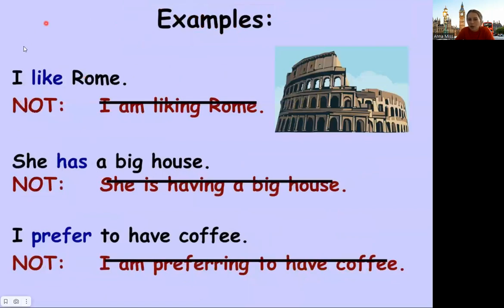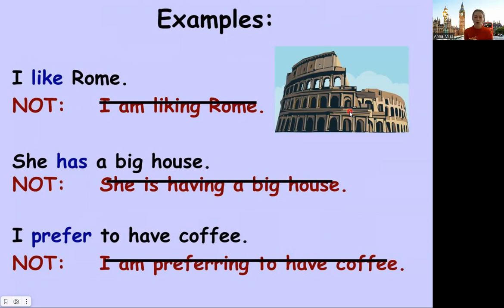If you're talking, for example, about your preference about Rome: I like Rome, not I am liking Rome. She has a big house, not only today. "She is having a big house today." No, it's not correct. You're talking about possession. This is her house. She has a big house.